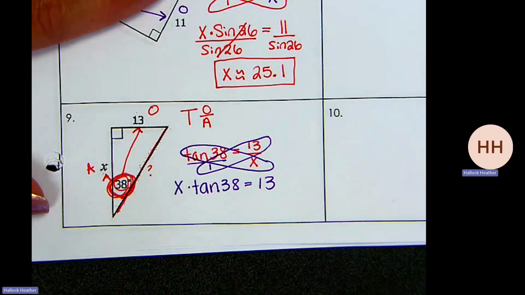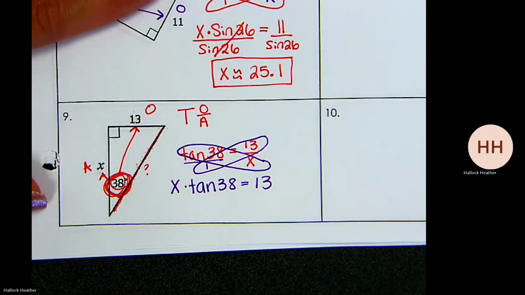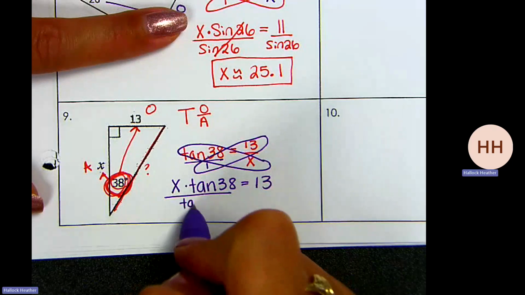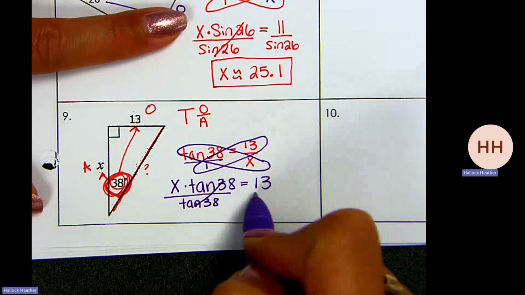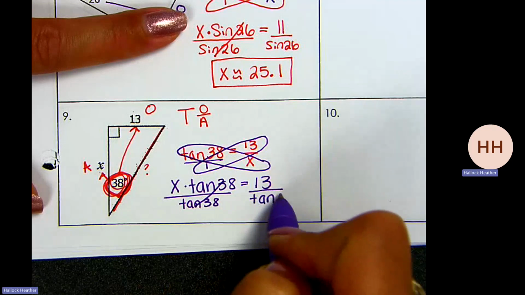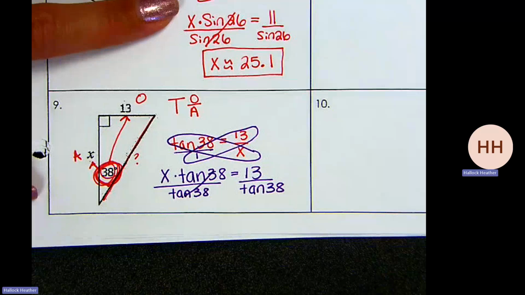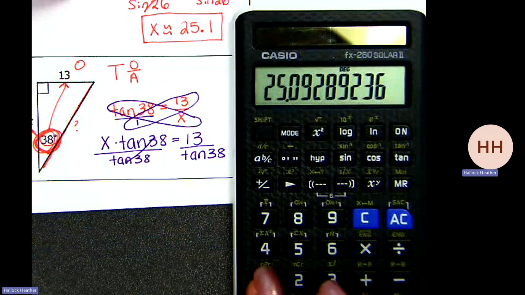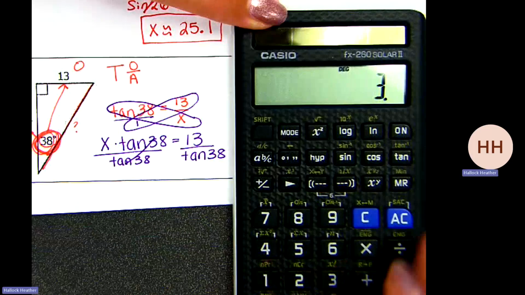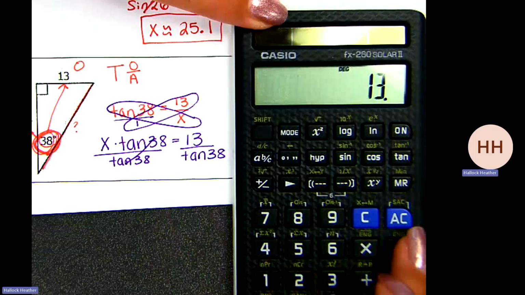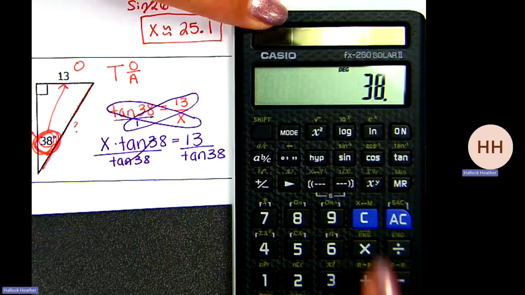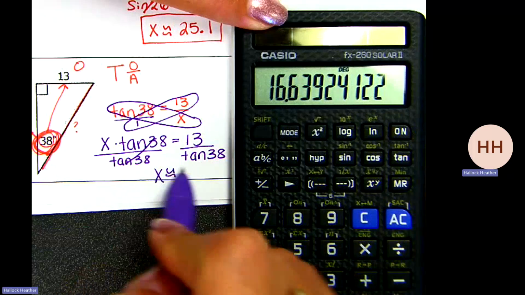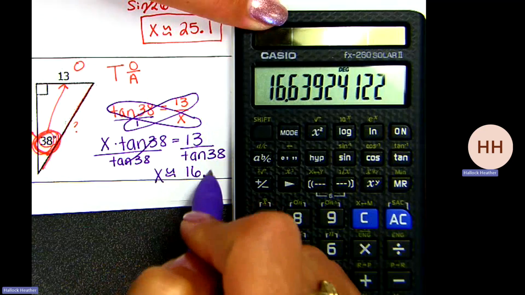X is not by itself. So what do I have to do? Perfect. Divide by tangent of 38. And then in the calculator, you're going to type in 13 divided by 38 tangent. Press equals. So X is about, and you don't have to put the squiggles if you don't want to, 16.6.